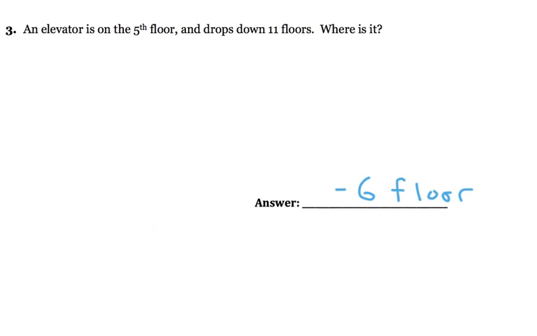An elevator is on the 5th floor and drops down 11 floors. Where is it? So this was the most frequent context that we used. We talk about an elevator for most of this unit. And it says the elevator starts on the 5th floor. So remember, in a number sentence, the first number is the starting point. And then drops down 11 floors. That's just saying subtract 11. So if we do 5 minus 11, that will give us the new floor.